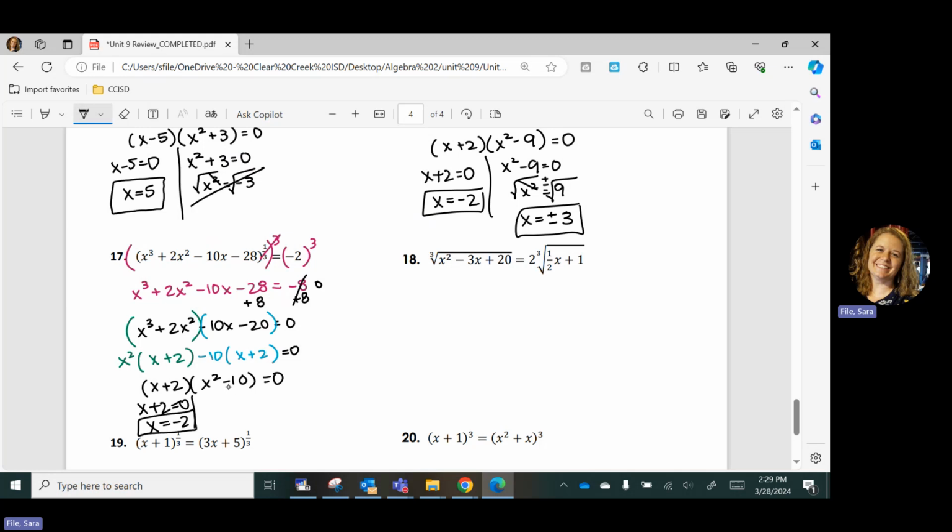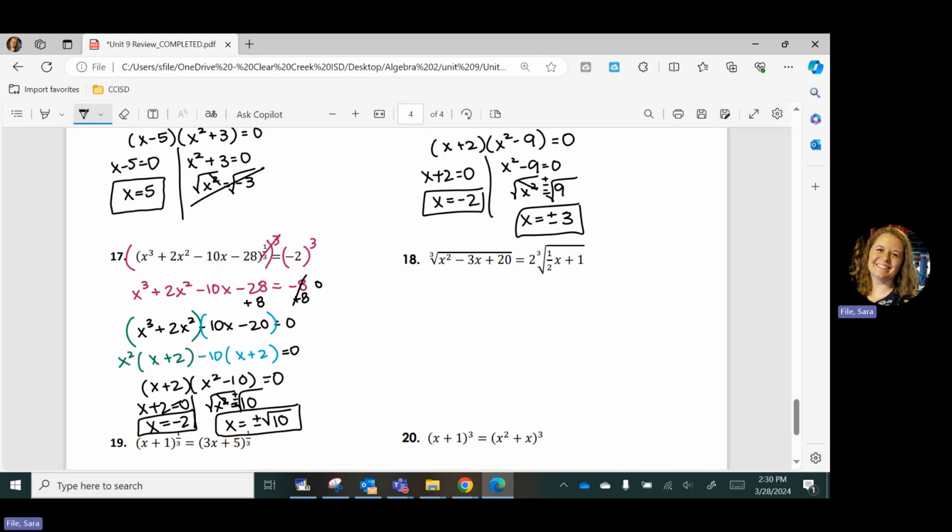Over here, I can see right away I'm going to have to add the 10 over. And then I go to take the square root. Don't forget the plus minus. So I get positive and negative square root of 10, which I can't simplify. So that's as far as I can take it.